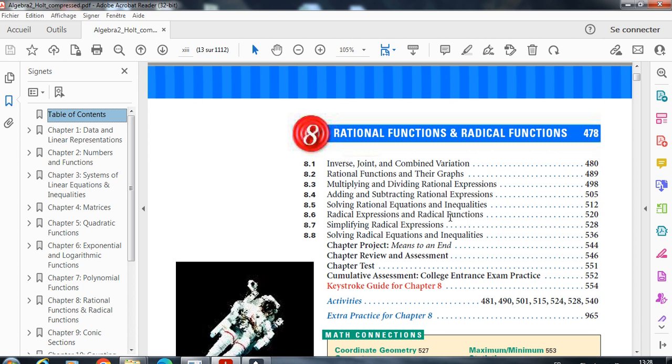Radical expressions and radical functions, simplifying radical expressions, solving radical equations and inequalities. This is the 8th chapter we have, and we have 8 lessons in this chapter.